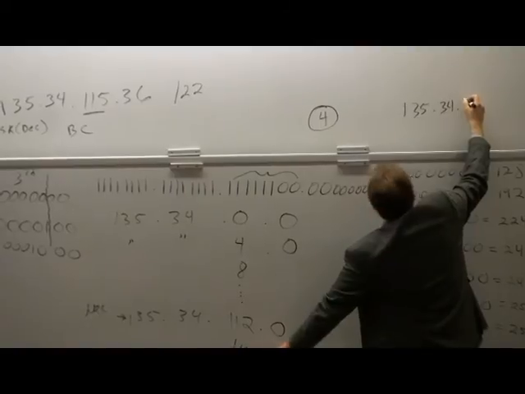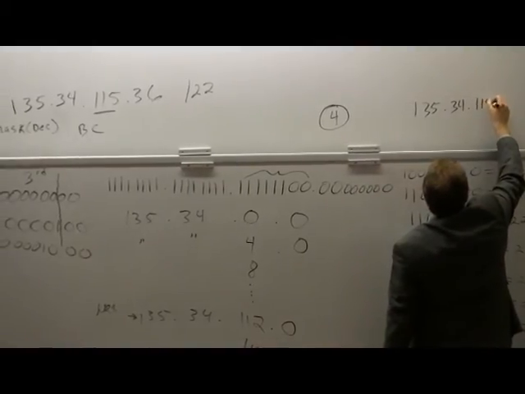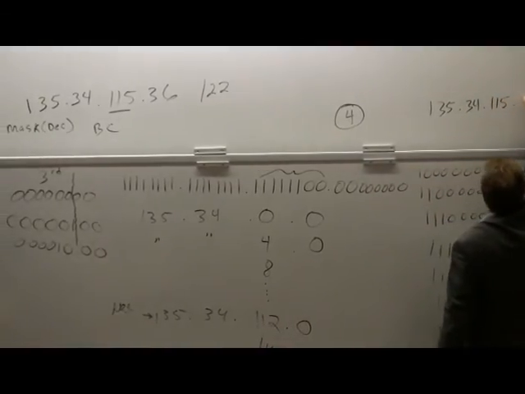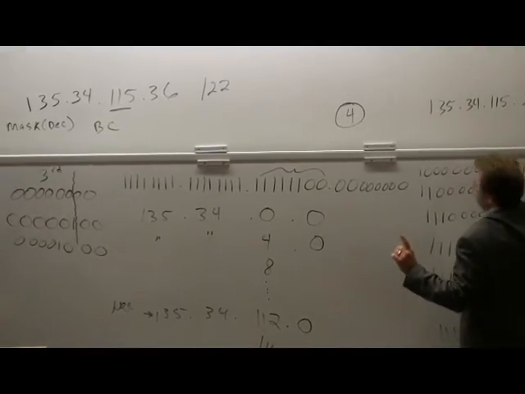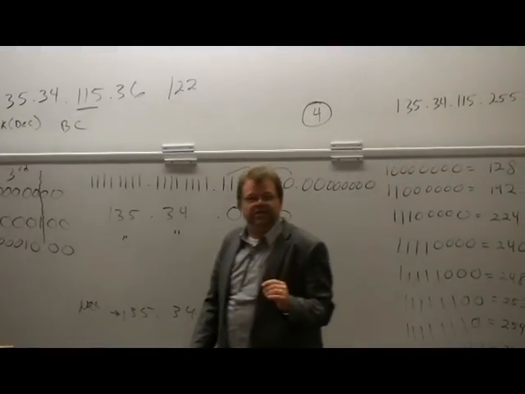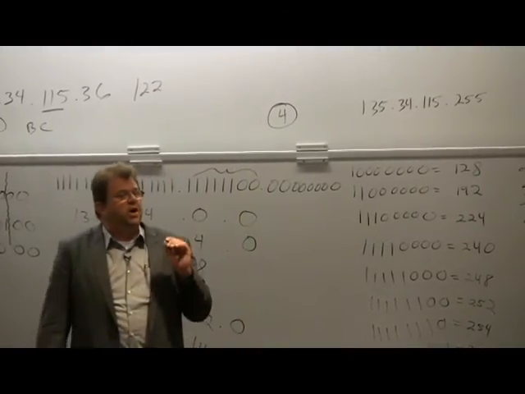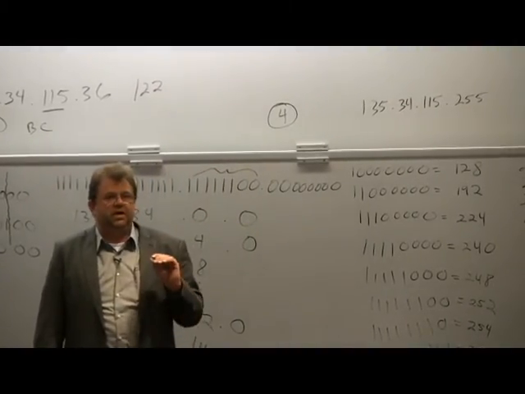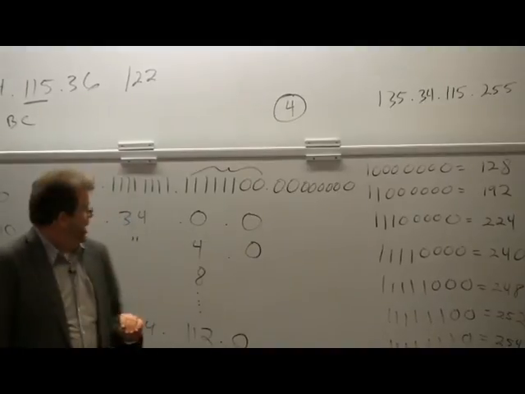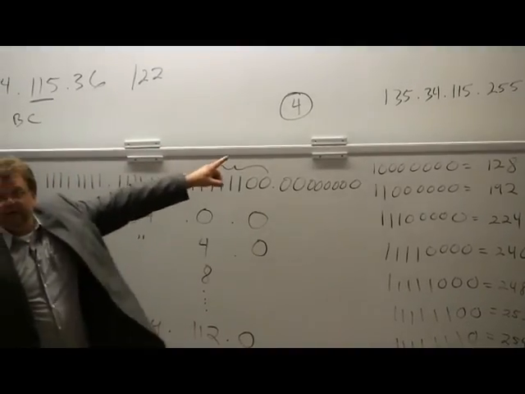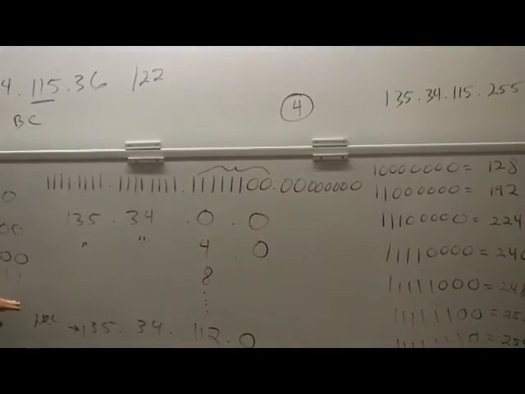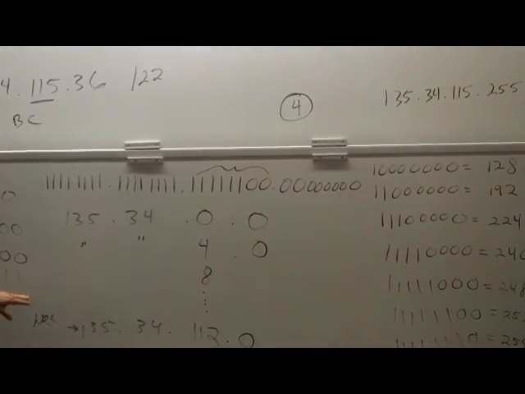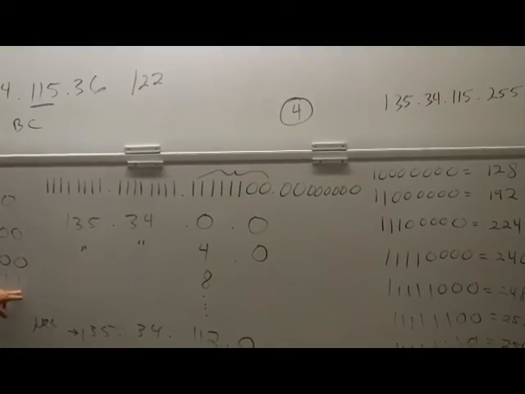135.34.1 minus this. Exactly. I hear a lot of 115s out there. Beautiful. Dot 0? 255. Why is it 255? The broadcast, by definition, is all the host bits are on, or are ones. And I'll bet you, without even doing the math and looking at it, I'll bet you that in this case, these would both be on, right? Because these are part of the host portion of the address. These two would be on.